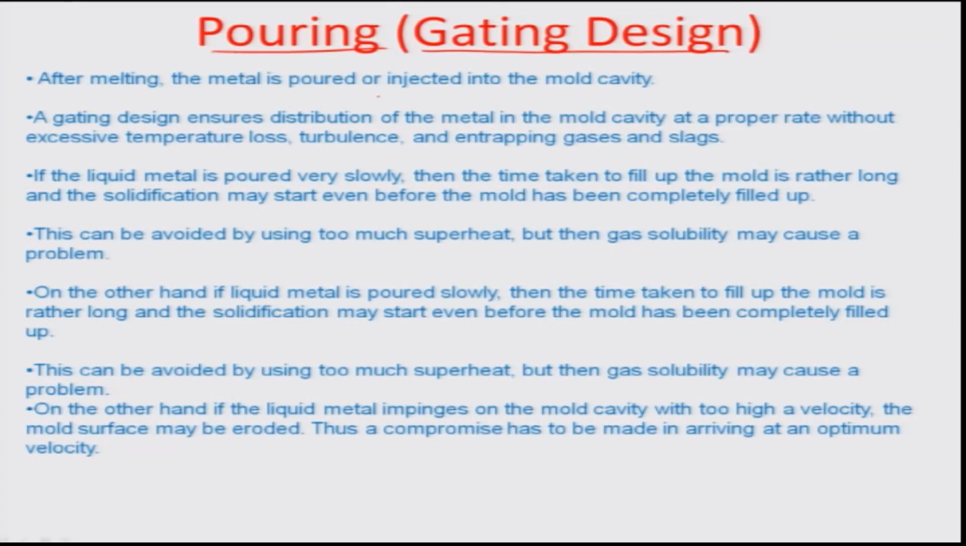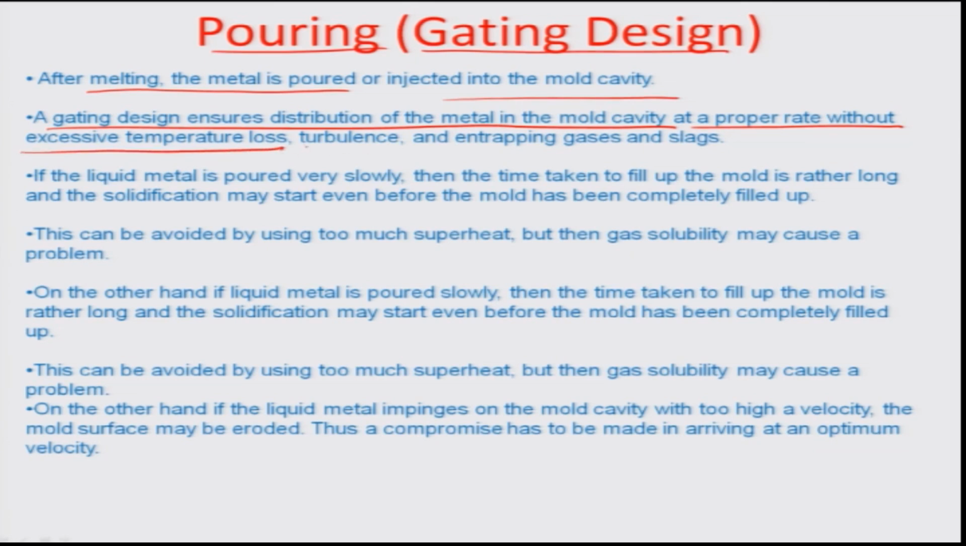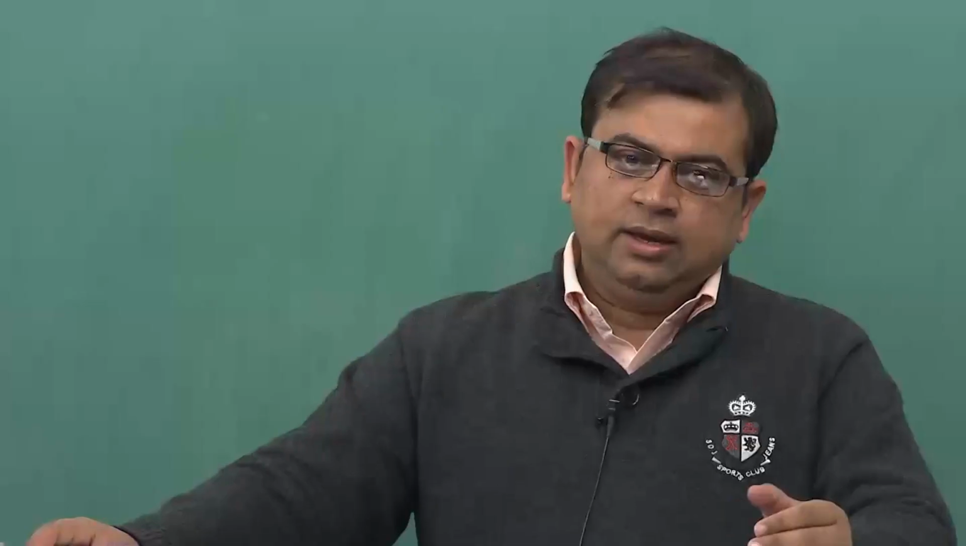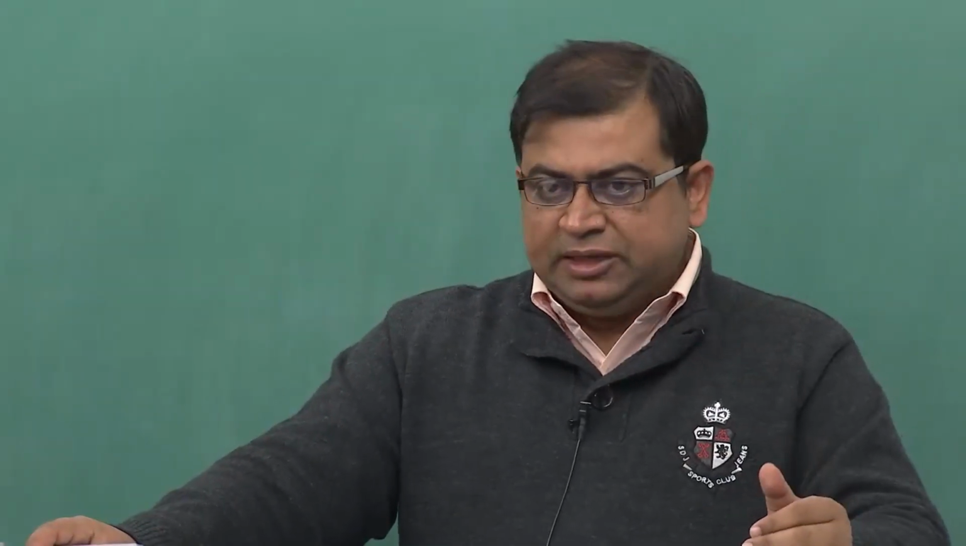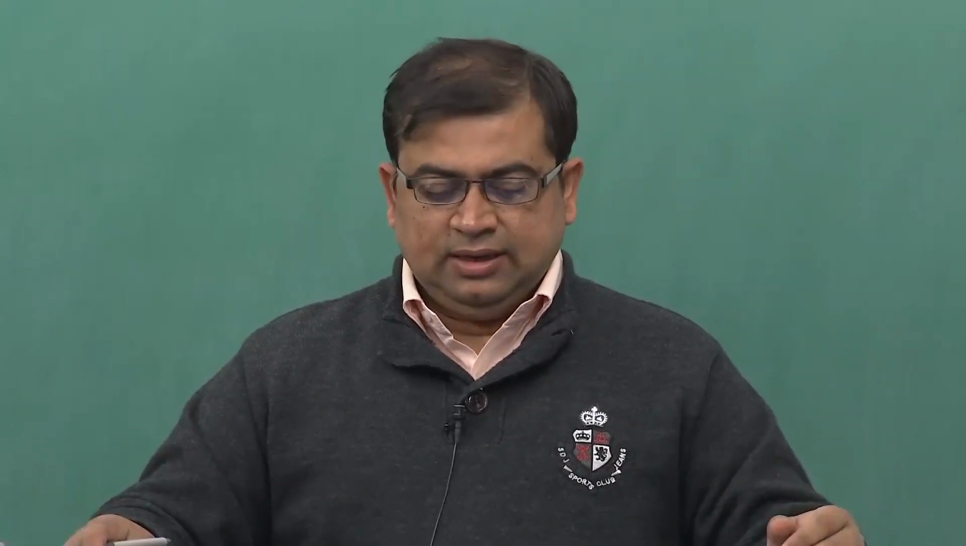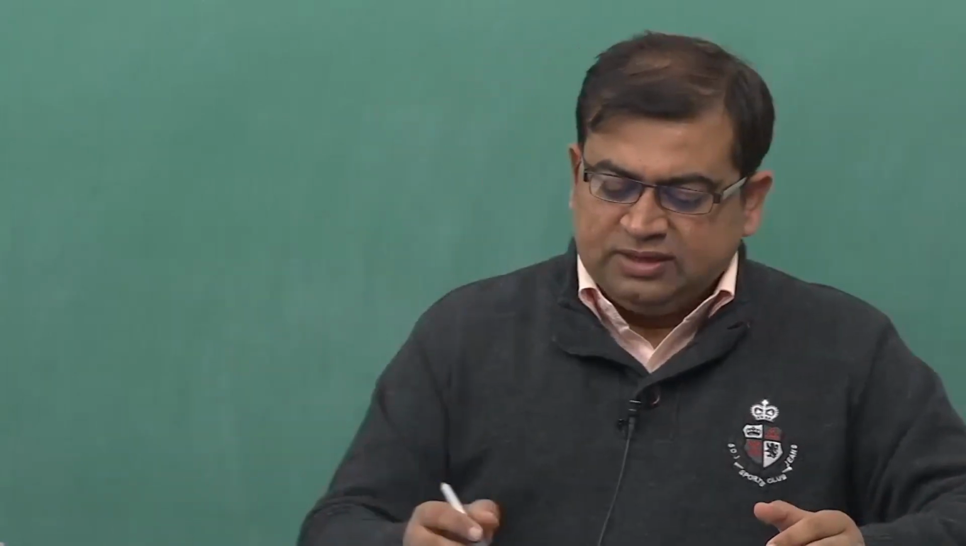So, what is gating? You know that after the metal is melted and poured and injected into a mold cavity, gating design ensures the distribution of the metal in the mold cavity at a proper rate without excessive temperature loss, turbulence, and entrapping gases and slags. So, obviously, one thing that really comes into picture here is that the liquid metal being very heavy is poured very carefully and very slowly, because it should not damage by its own weight the sand mold which has been made, and which otherwise is not a very high strength system. Okay, so, it is poured very slowly.